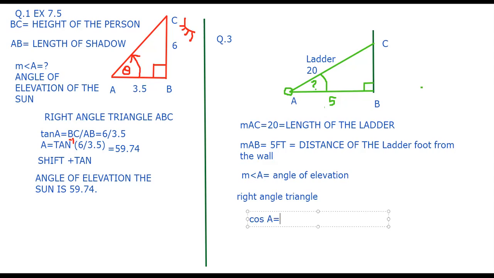Cos A equals base over hypotenuse. So base is actually 5 divided by 20. And then in the next step, if you will solve this equation, A equals cos inverse of 5 by 20.